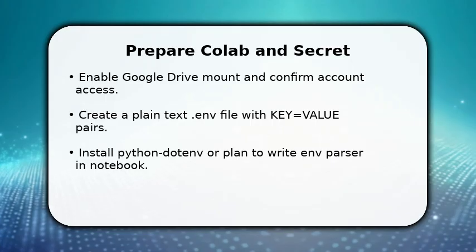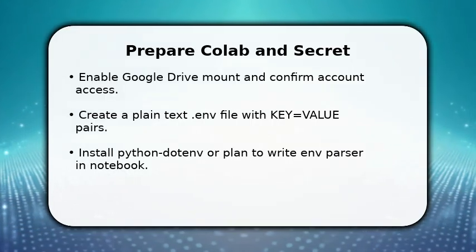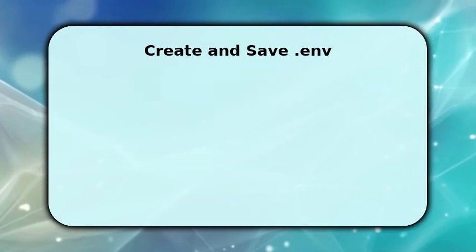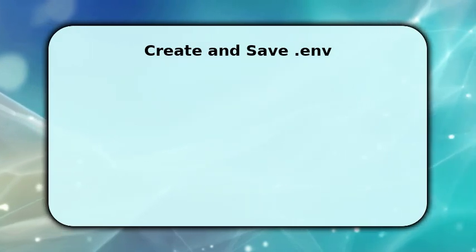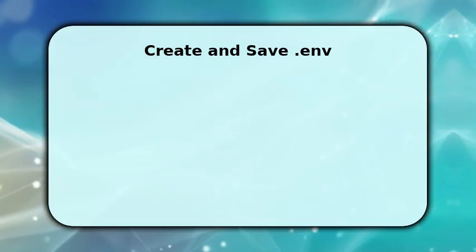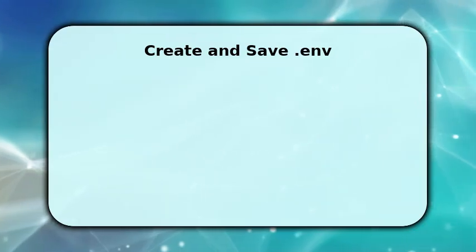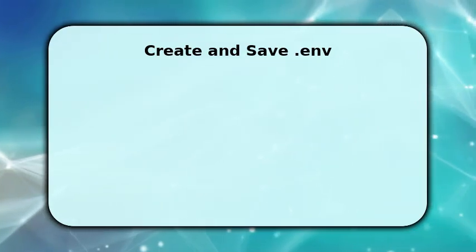Make sure to avoid printing secrets. Treat the .env like any sensitive credential store. Next, write the file programmatically inside your mounted drive so it survives session resets. You can run a short bash shell or Python snippet to open the target path and write each key=value line. Once saved, confirm the exact path to avoid path errors later.